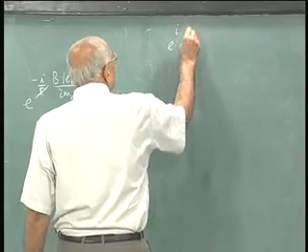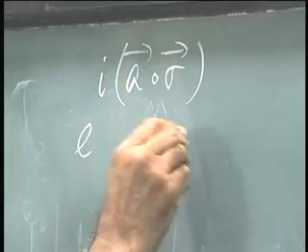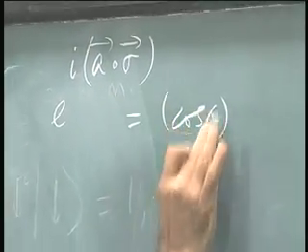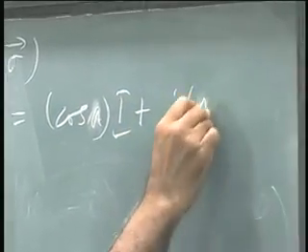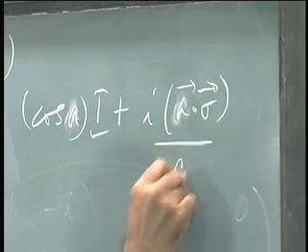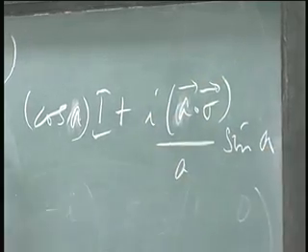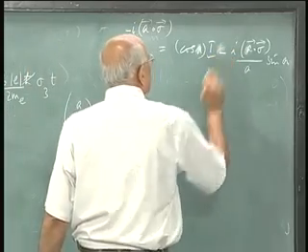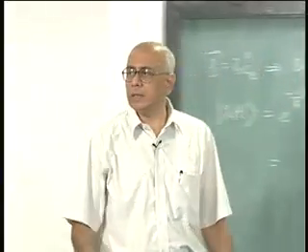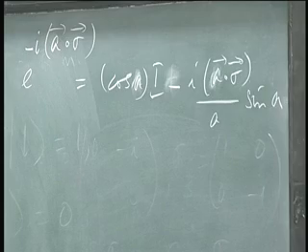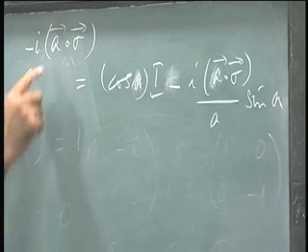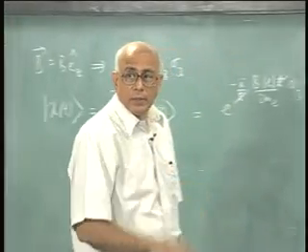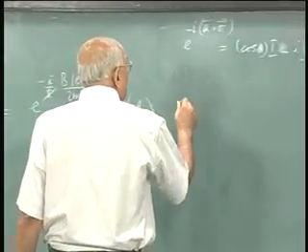e to the i A dot sigma is equal to cos A times the unit operator plus i A dot sigma over A sine A, and e to the minus i, that is just a minus here, the cosine does not change sign. So let us use that. And what is A in this problem? A dot sigma, A is along the z direction, there is just one component here. So what does that give you?